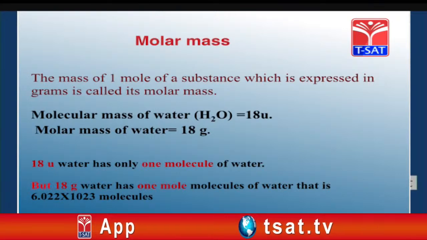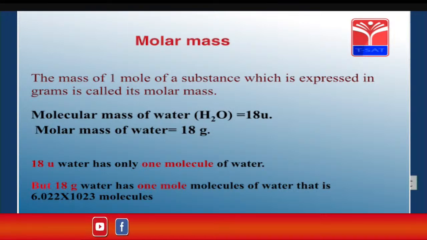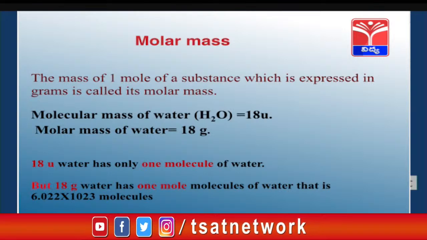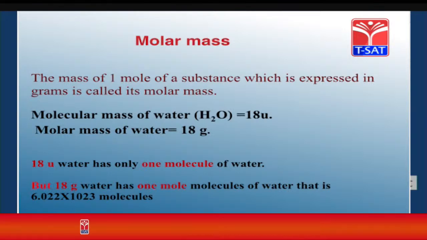So, next one, molar mass. Molar mass means the mass of 1 mole of substance which is expressed in grams is called its molar mass. Molecular mass of water is 18 unified mass and molar mass of water is 18 grams. Means molecular mass is expressed in unified mass U unit, but molar mass is expressed in terms of grams. So, it is the difference between molecular mass and molar mass. Molecular mass is expressed in unified mass and molar mass is expressed in grams.